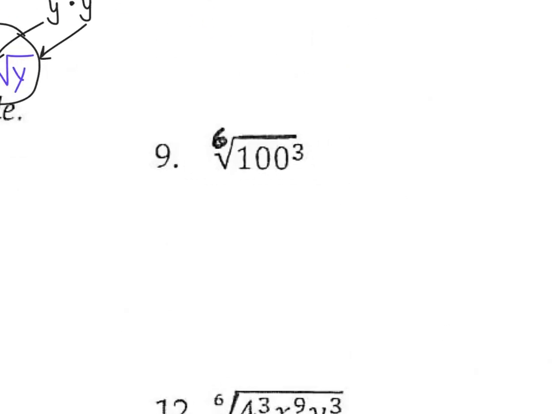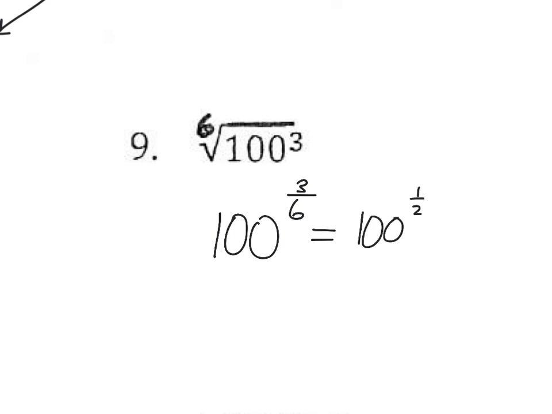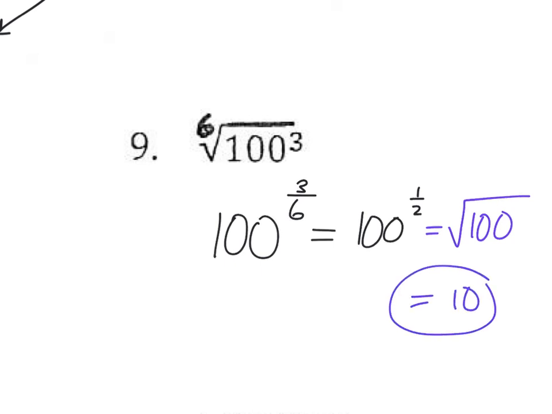Moving over to number 9, here we have the 6th root of 100 to the third power. And again, we want to rewrite this with a rational exponent. So our base will be 100, our exponent will be the numerator, and our index will be the denominator. Well, here's a case where that fraction is simplifiable. We can deal with that. We can rewrite this as 100 to the 1/2 power, which I think you guys have done a nice job recognizing that 1/2 means square root, and the square root of 100 is just regular old 10.